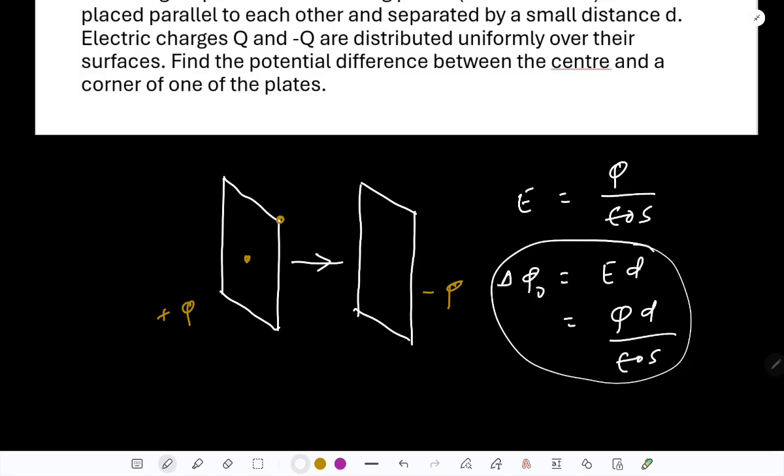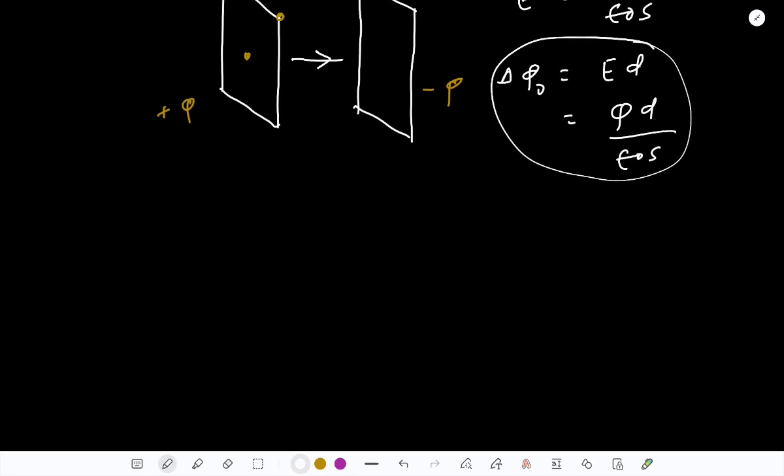And we know that, we actually don't know, but we need to prove it, that the field strength, that is the electric field, near a corner is 1 by 4 times that in the center. And how can we show that? So let's try.